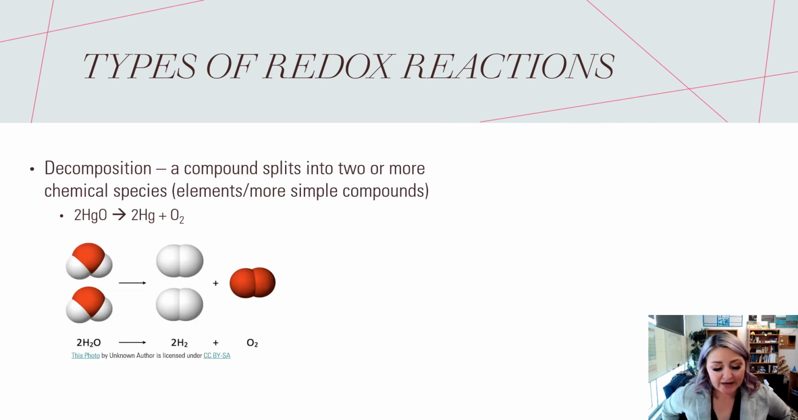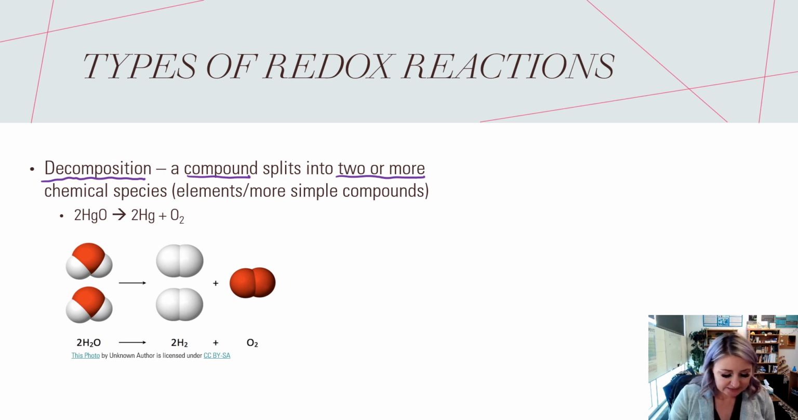Our next type of reaction is a decomposition reaction, and it does exactly what it sounds like. It decomposes. So we're going to start with a single compound, and it will split into 2 or more species. So these could be 2 elements. It could be an element in a simple compound, 2 simple compounds. Kind of just depends on what you're dealing with.